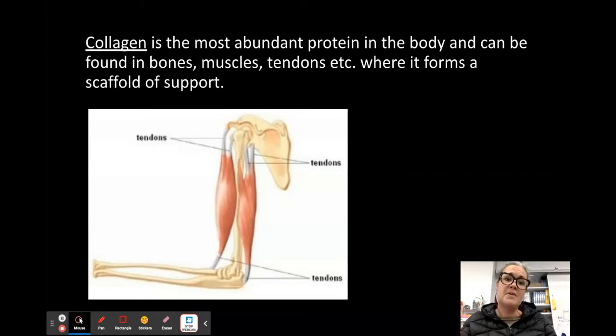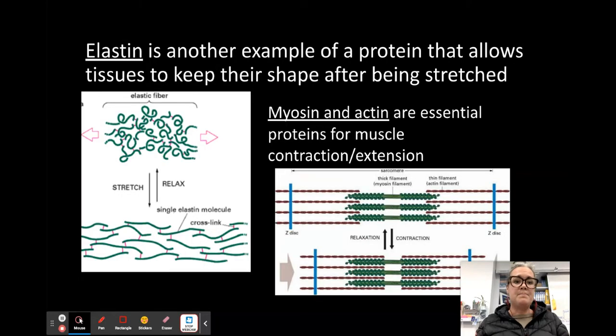Collagen is another biological protein. It is the most abundant protein in the body and can be found in bones, muscles, tendons, anywhere where there's some kind of scaffold for support or cells are built around that. Elastin is another example of a protein and this allows the tissue to keep its shape so it can be stretched and it will go back.